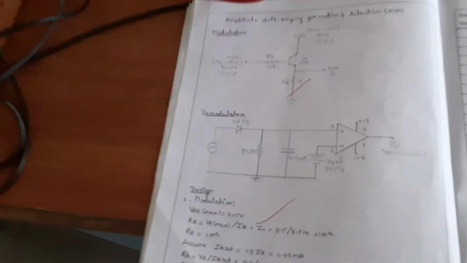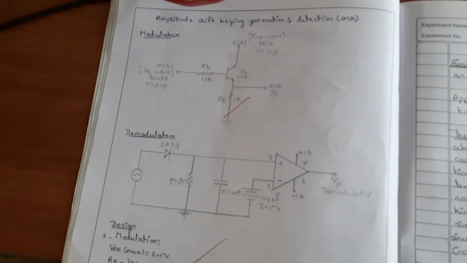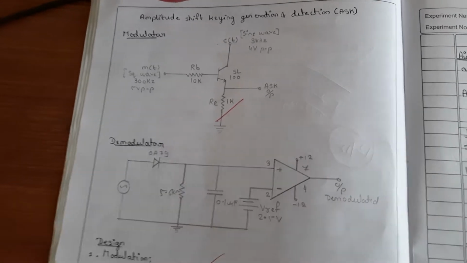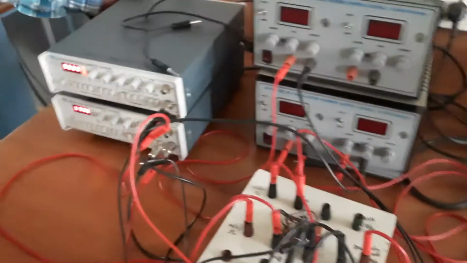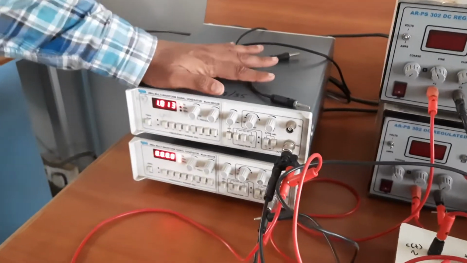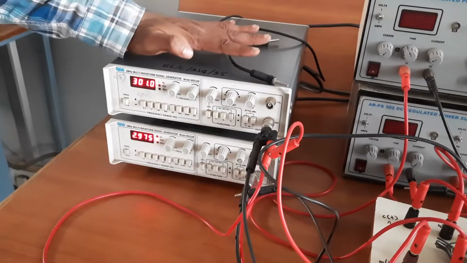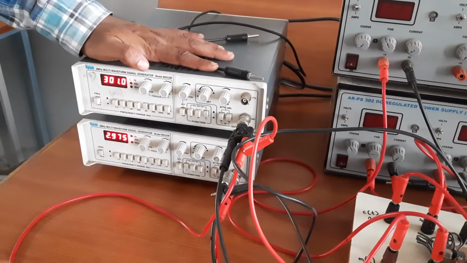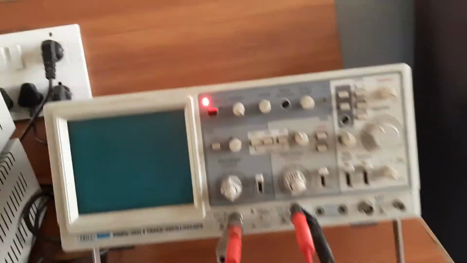The first thing is that initially we have to set the m(t) and the c(t). From the ASG, the first one we have been using is m(t). What is the frequency? It is 300 Hz.